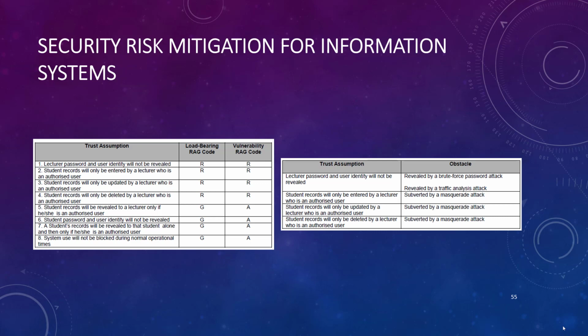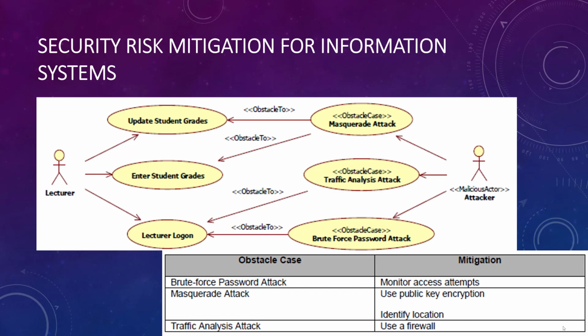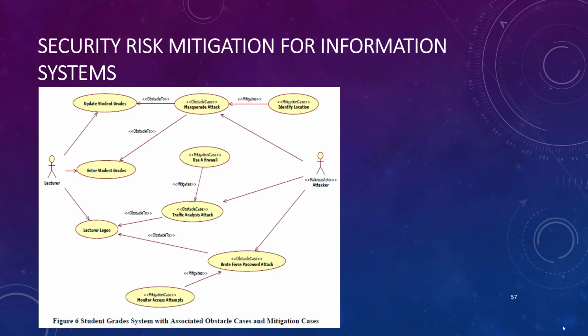All right, so what would be an obstacle to the password and user identity not being revealed? Well, it could be a brute force attack, could be a traffic analysis attack. How about being entered by someone else, a masquerade attack? So again, you get where those particular obstacles occur in that trust assumption. From there, we've got an obstacle case now, that brute force attack, masquerade attack, and traffic analysis attack. And then we're looking at, well, what mitigation steps would we put in? Well, we could put in a firewall. We could use public key encryption, and we could look at the access attempts to detect when that brute force password attack was actually occurring.